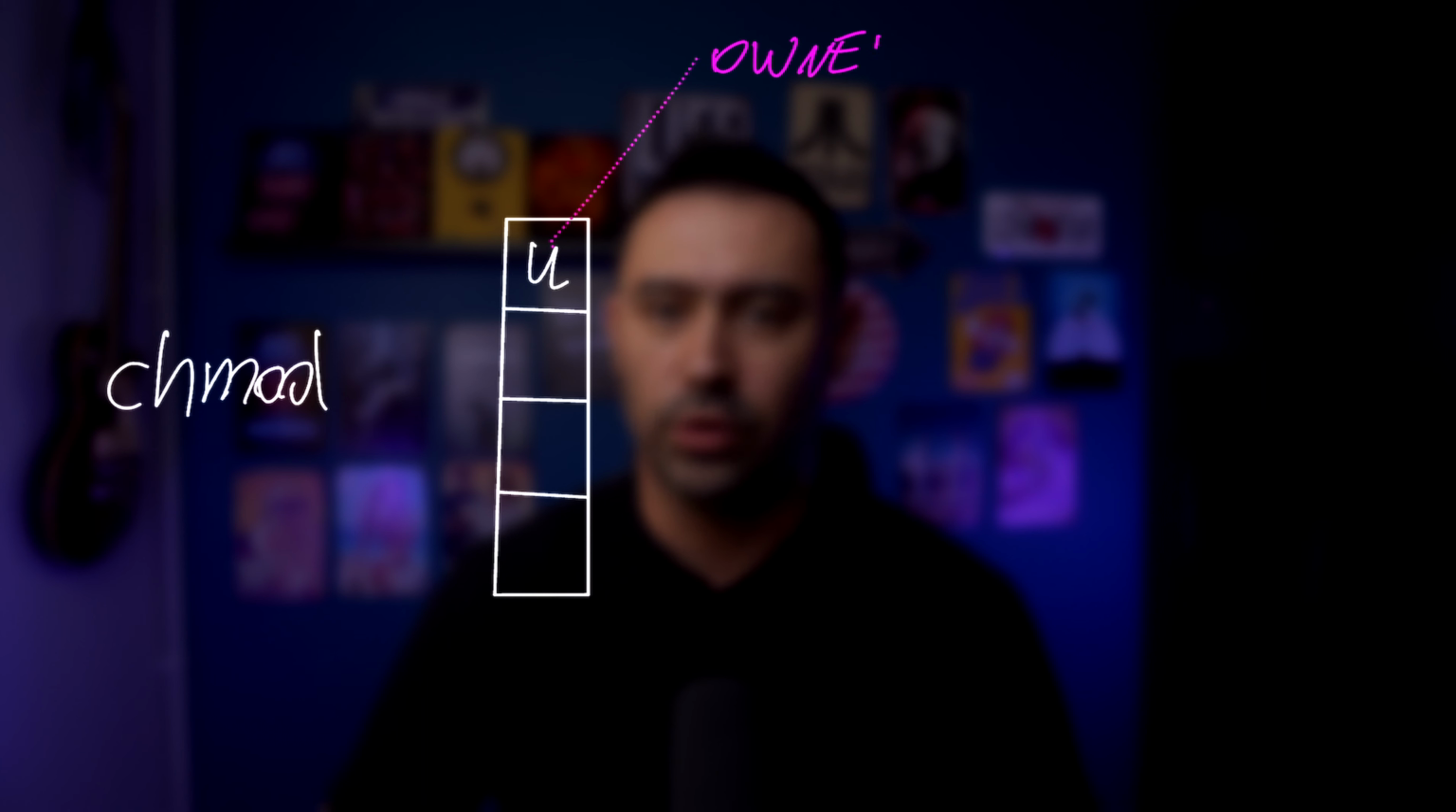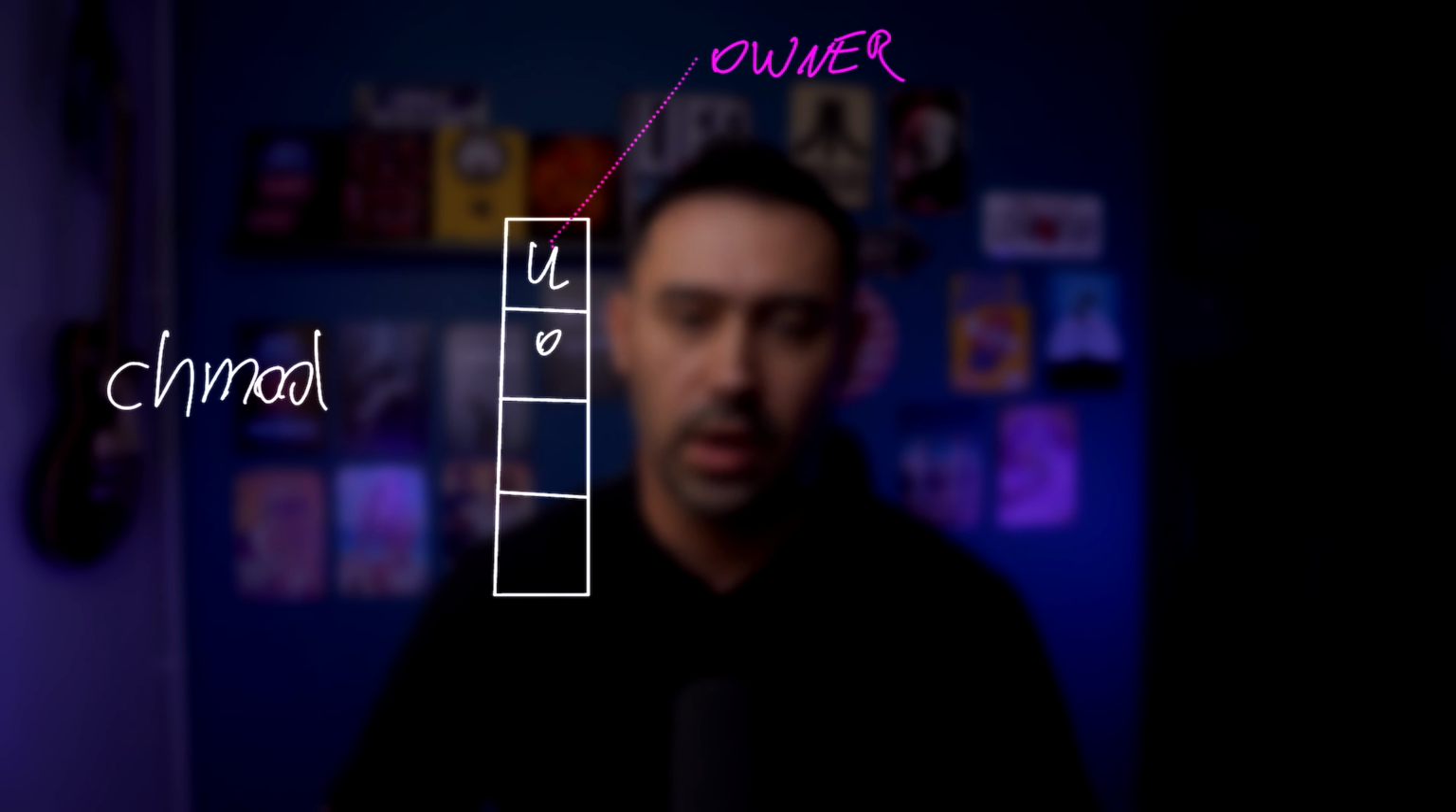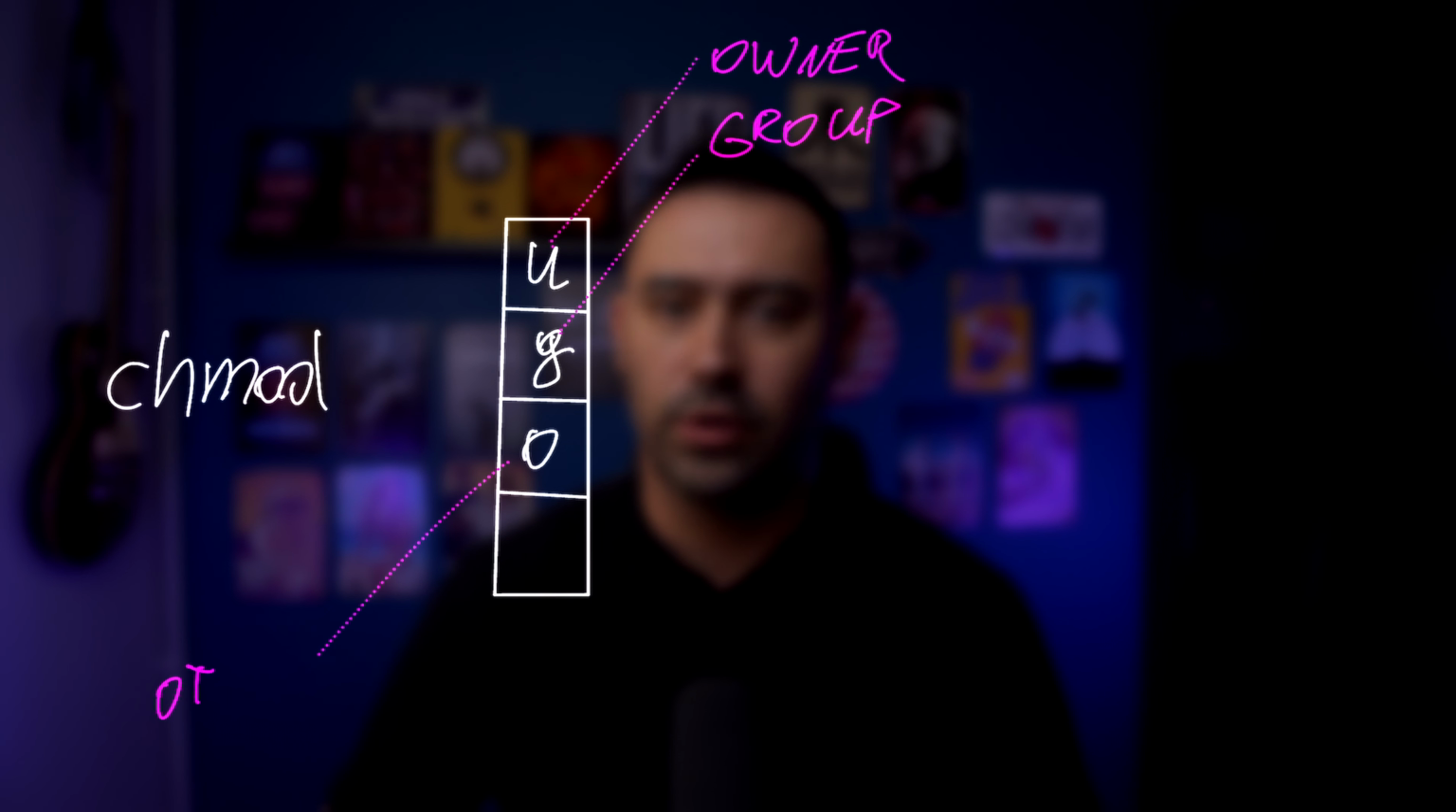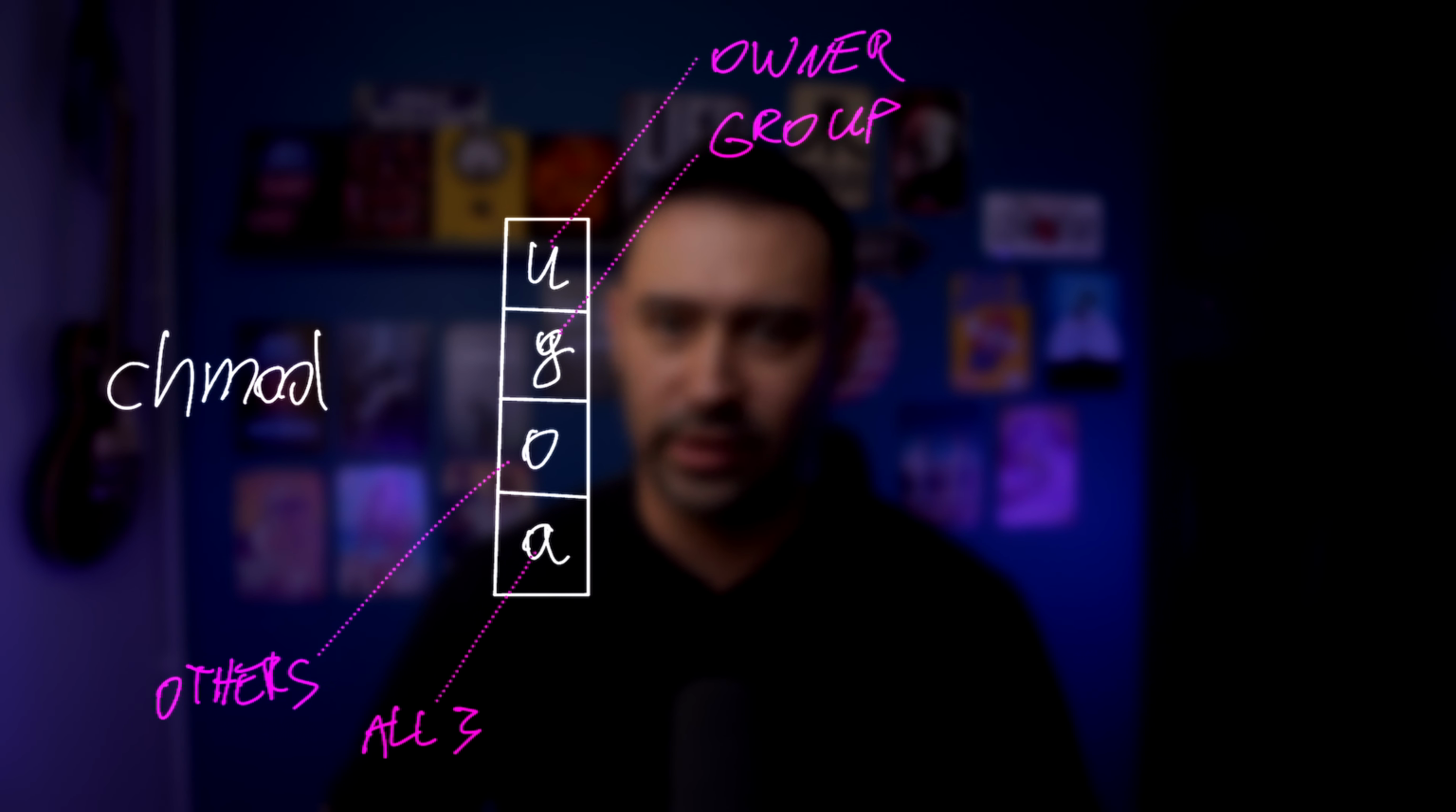Let's briefly go through the chmod command. It's used to change access permissions to a file or a directory. First, you indicate which group of permissions you want to change. U stands for the user that owns the file. G stands for group. O stands for all others. A indicates we want to modify permissions for owner, group, and others all at the same time.